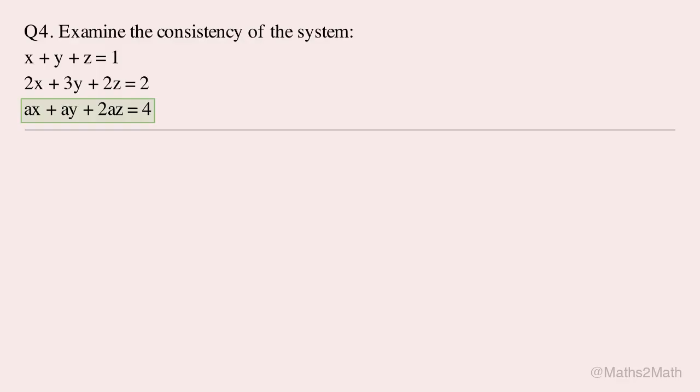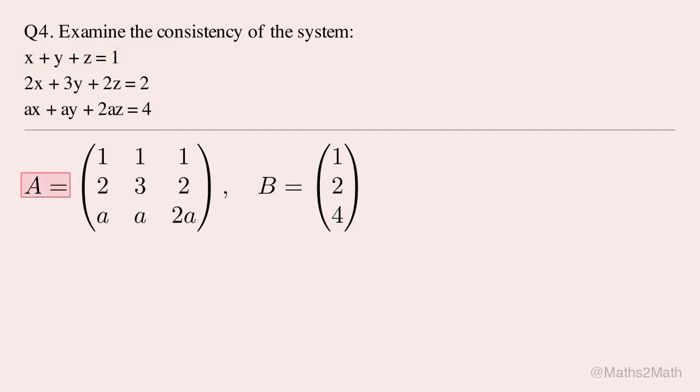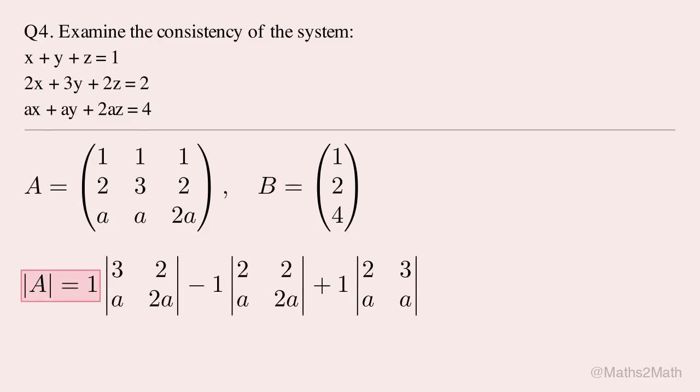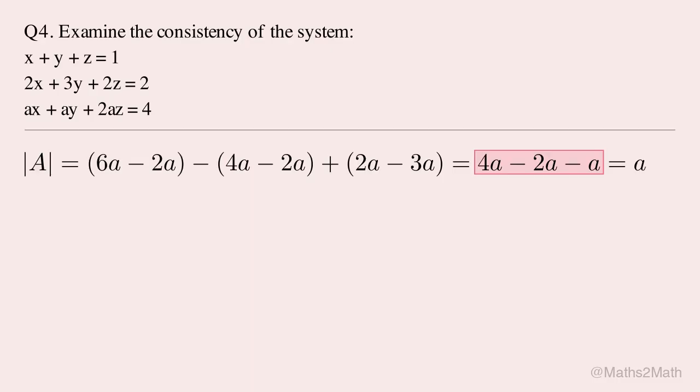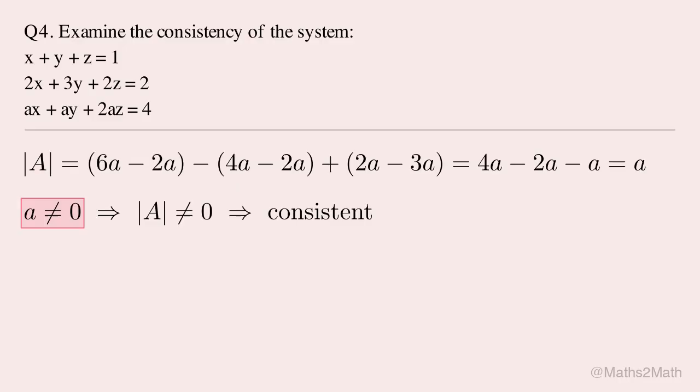Question 4. 3 equations now, and the third carries a constant in every coefficient. We compute the determinant of the coefficient matrix, in terms of the coefficient matrix and right side column. Expand the determinant along the first row, writing each 2 by 2 minor. The minors give 4a, 2a, and minus a, so the determinant equals a. For a non-zero, the determinant is non-zero, A is invertible, and the system is consistent with a unique solution. If a were 0, the third equation would read 0 equals 4, which is impossible.